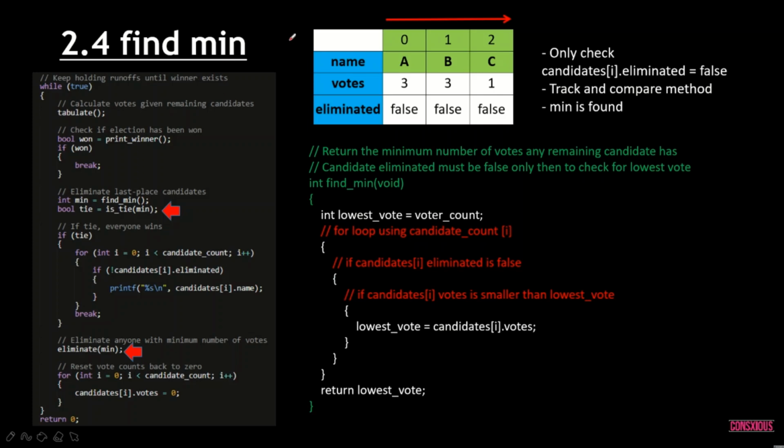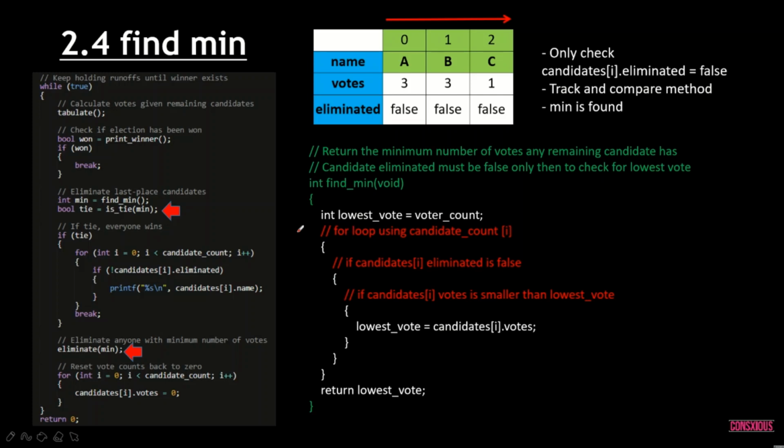Find minimum. First we must understand where this comes from. The find minimum function is actually called here. The find minimum value will use the type and also the limit. To find the minimum value, you see this table, basically we just have to do a loop here to find which value is the smallest. So only check the candidates whose eliminated is false, track and compare, and the minimum is found.